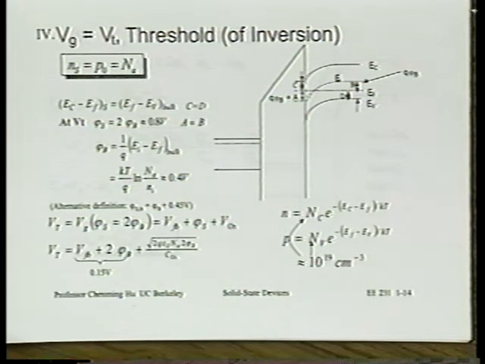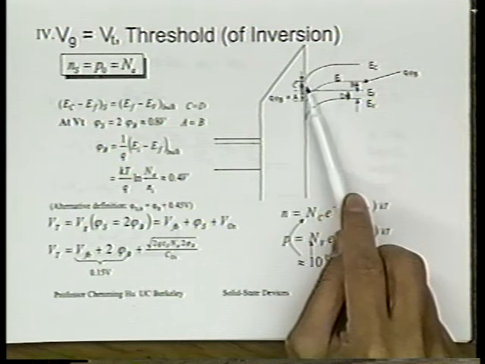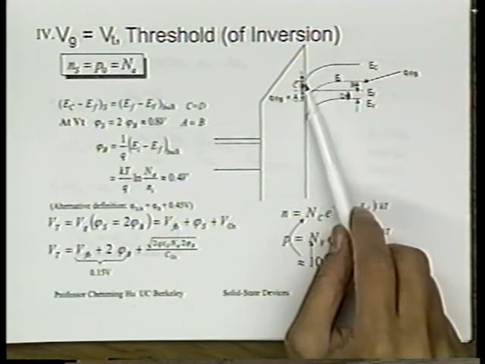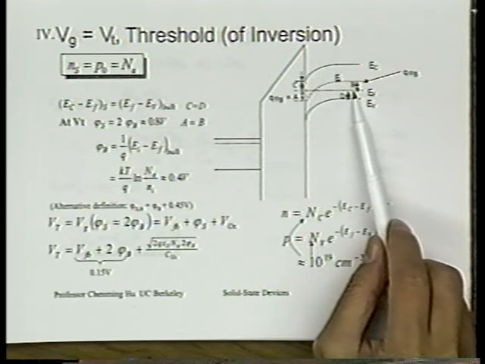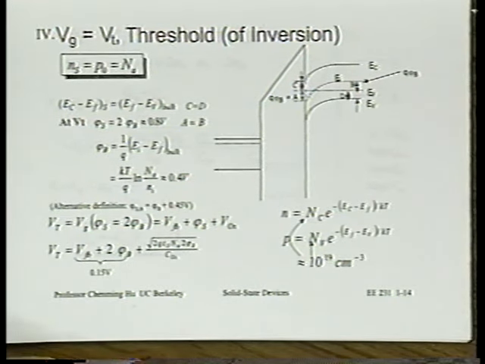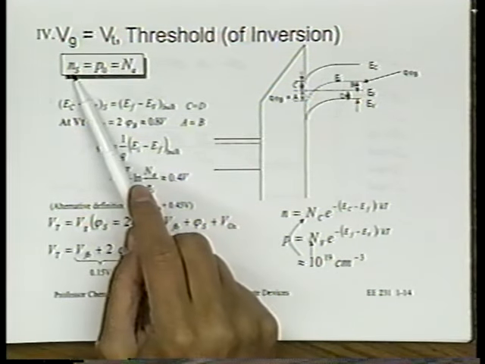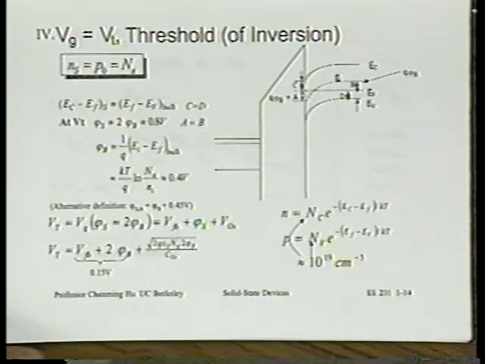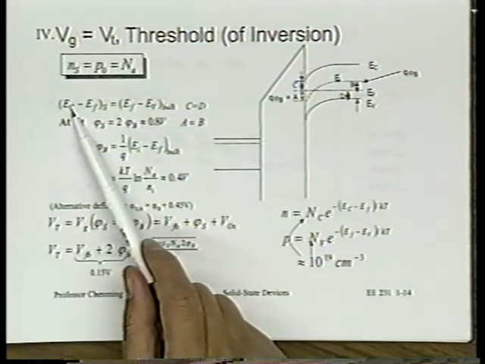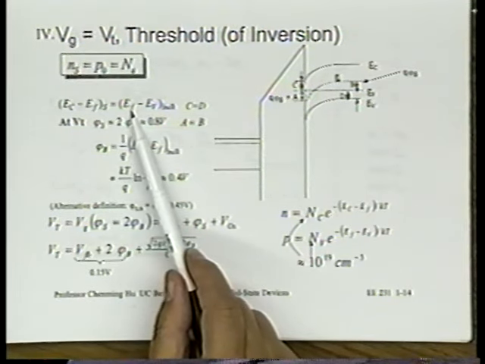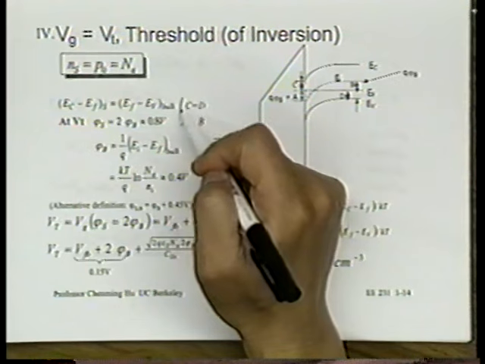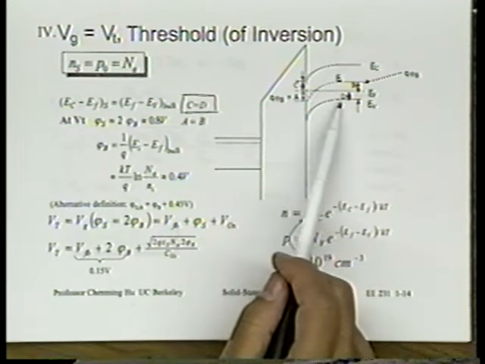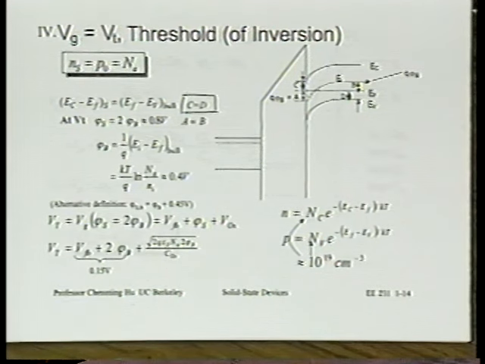In other words, the Fermi level is as close to EC at the surface, this quantity C, as it is close to EV in the bulk. That's the condition for electron concentration to be roughly equal to the doping concentration in the bulk. Is that right? Yeah, that's right. So another way of writing that is EC minus EF at the surface is equal to EF minus EV in the bulk. In other words, C equal to D. It's easier to think of C and D rather than EC and EF, right? So when C equals D, that's another way to describe a threshold condition.